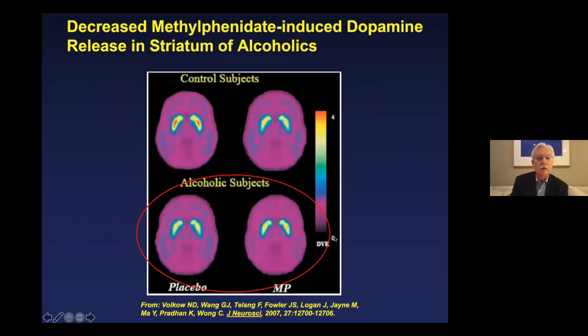And many of you may be already familiar with the seminal work of Nora Volkow, who has shown that in individuals with alcohol use disorder, there's a decreased methylphenidate-induced dopamine release in the striatum. And so if you look at the control subjects up at the top here, you can see that when they're given methylphenidate, there's a dramatic release of dopamine in the striatum because you see less binding. Again, you're displacing the endogenous ligand. But when you look at the bottom panel, you see that that does not occur in the subjects with alcohol use disorder. They show a blunted dopamine release to a challenge.